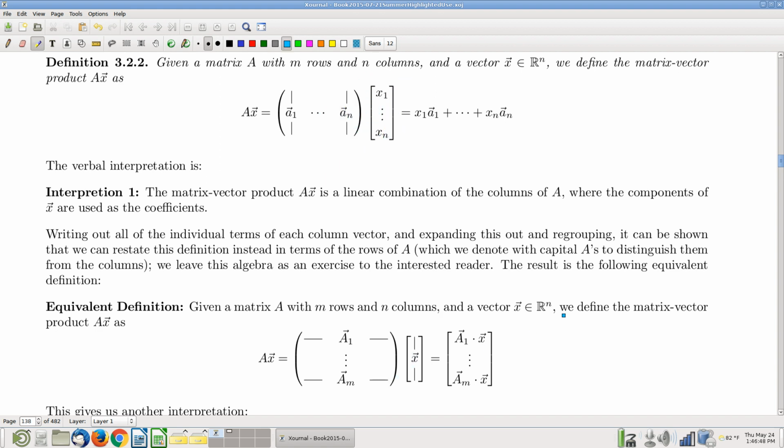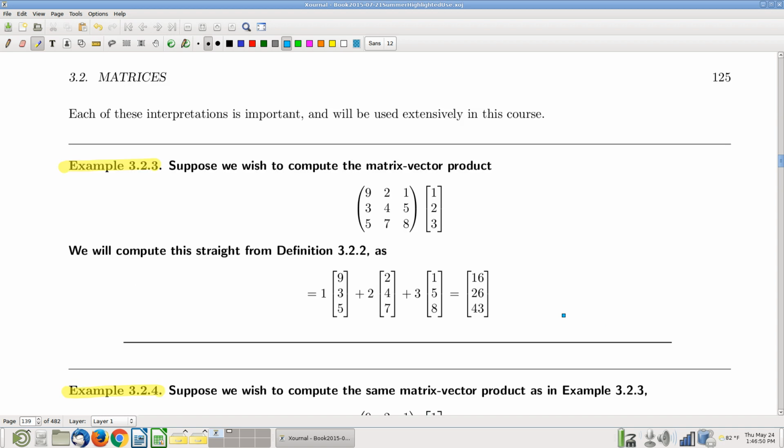Okay, and a couple of quick arithmetic examples. Here's an example. If you want to multiply this matrix times this vector, well, we take 1 times the first column. So first coefficient times first column, second coefficient times second column, third coefficient times third column, and multiply and add it up, and you get that product.